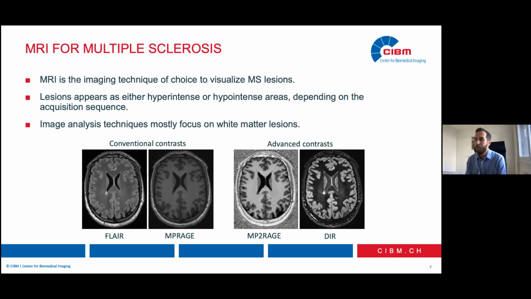And in the literature, most of the image analysis techniques have been focused on the analysis of the white matter lesions, which are the most well-known and widespread biomarker of the disease. Recently, however, some advanced or specialized MRI contrasts, such as the MP2-RAGE and the DIR, have been proposed, and these can be extremely useful to analyze advanced biomarkers.